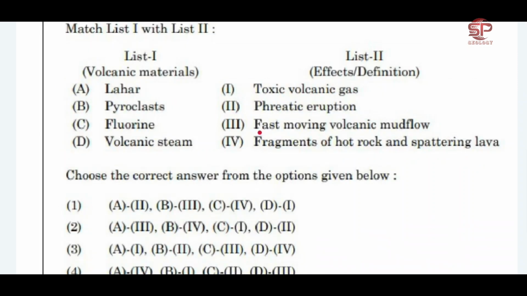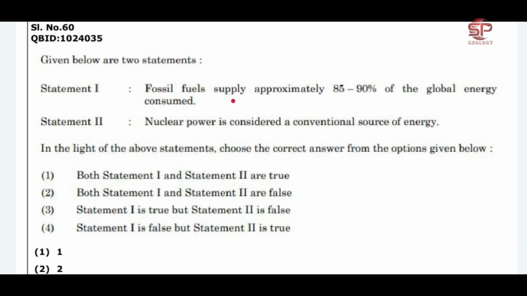So lahar is a fast moving volcanic mud flow. Then pyroclastic, these are fragments of hot rock. Fluorine is a toxic volcanic gas. Volcanic steam is a phreatic eruption. The answer will be 2.